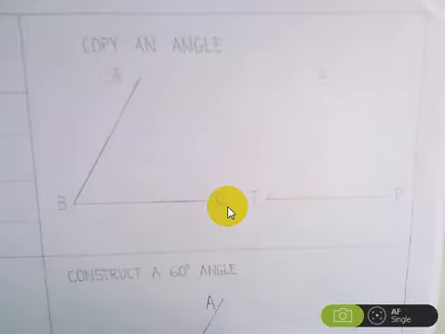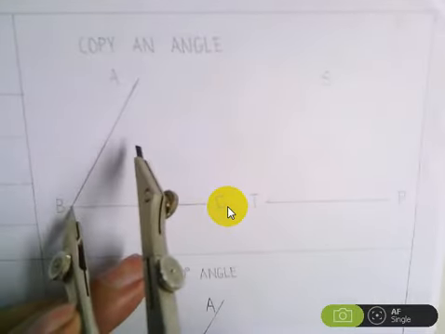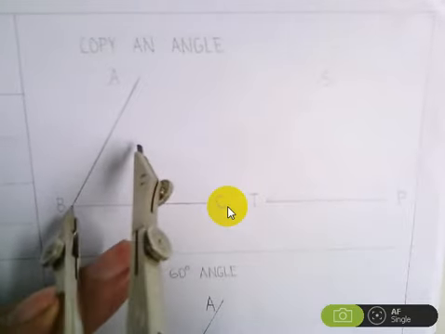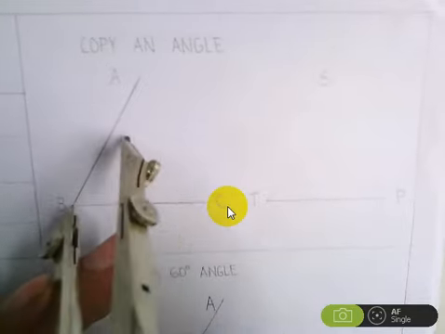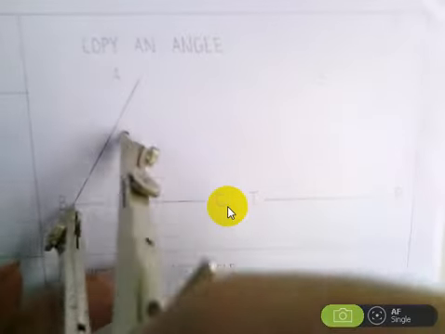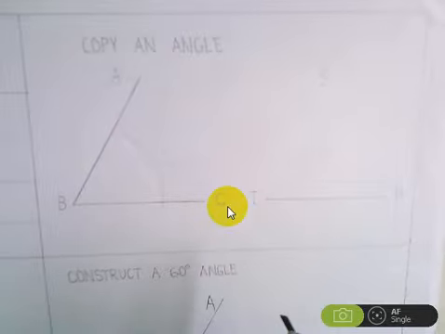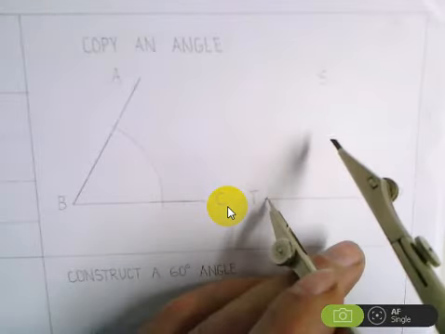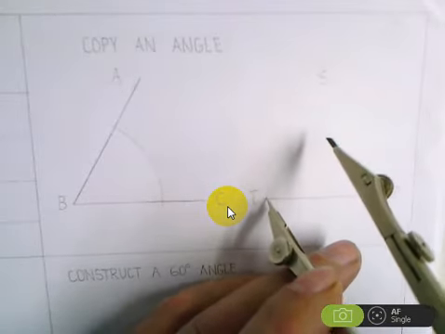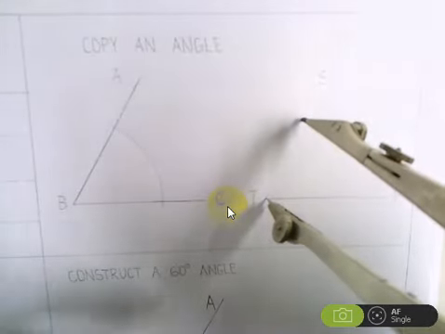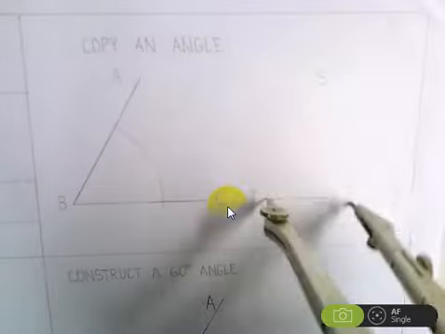exact angle. What I do is I go to point B, set a radius, and scribe an arc to cut the line in two places, A and C. I use that same radius on T, because this is the line on which I want to construct that same angle. So I use that same arc.